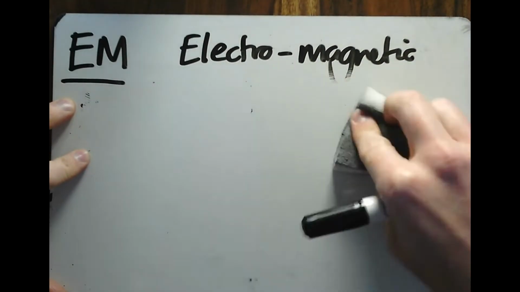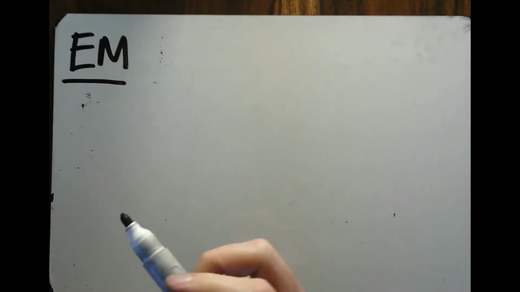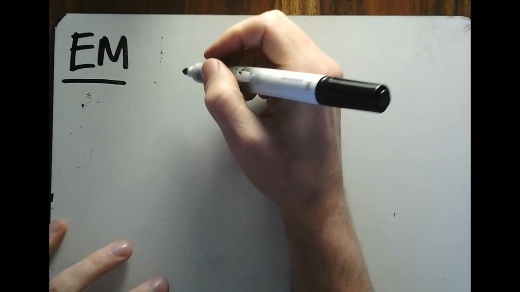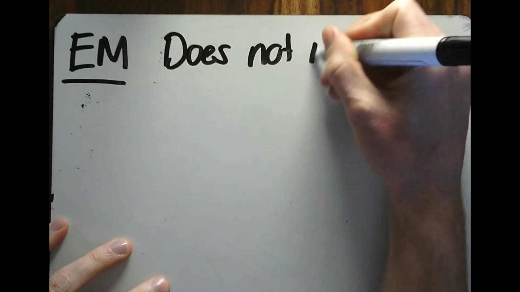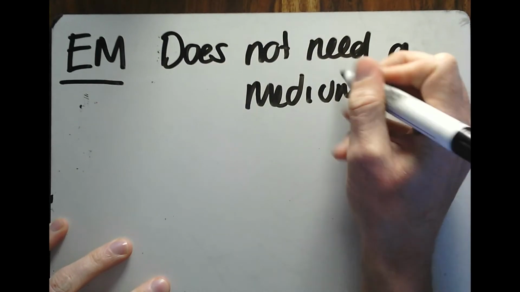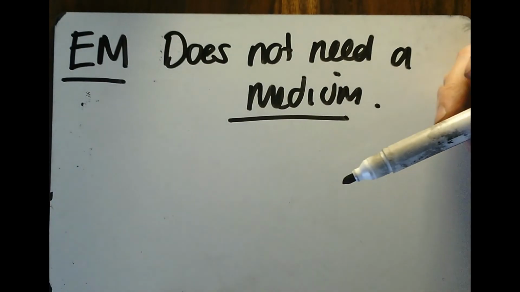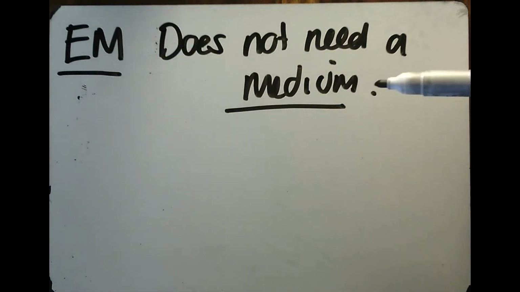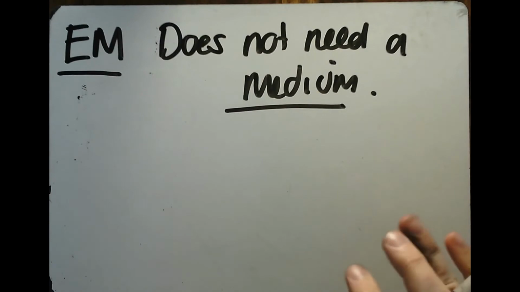Now, the key thing as to why this is different to a mechanical wave is that it doesn't need to travel through a medium. So it does not need a medium. That's not to say that it won't travel through a medium. It can. So an electromagnetic wave can go through a solid, liquid, or a gas. But it can also travel through what we call a vacuum, an area where there are no particles at all.